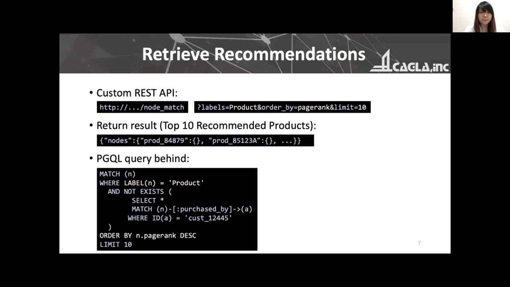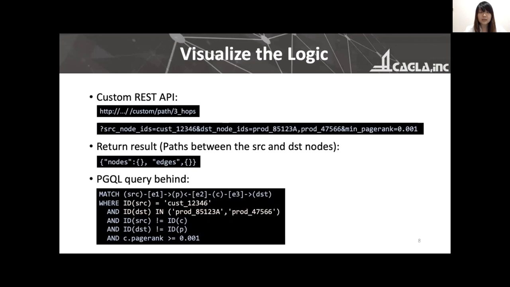The REST API we need is getting the custom path. We will need two input parameters, source node ID and destination node ID. The source node ID will be the customer we will be focusing on, and the destination node ID will be one or all of the products retrieved from the previous two REST APIs that we have run. Therefore, the results will be converted into a tree-type display for a better visualizable view.